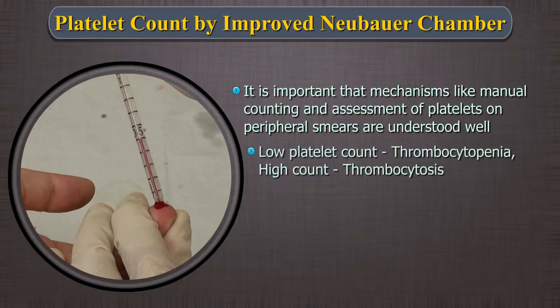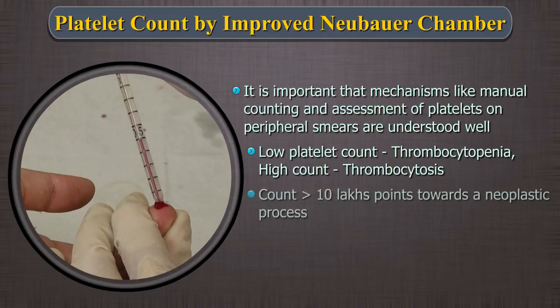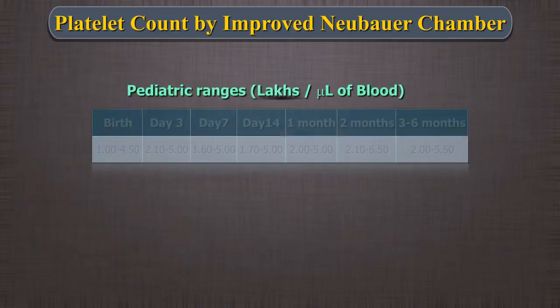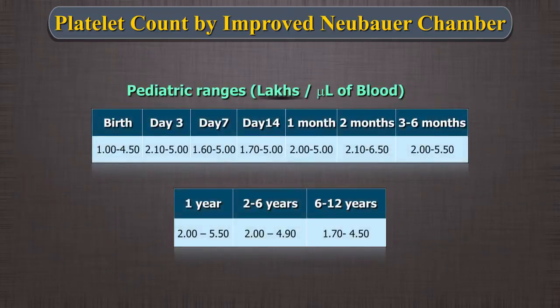A low platelet count is called thrombocytopenia and a high count thrombocytosis. A count greater than 10 lakhs points towards a neoplastic process in most cases. In adults, the normal platelet count ranges from 1.4 to 4.5 lakhs platelets per microliter of blood. Pediatric ranges are different as shown in the table.